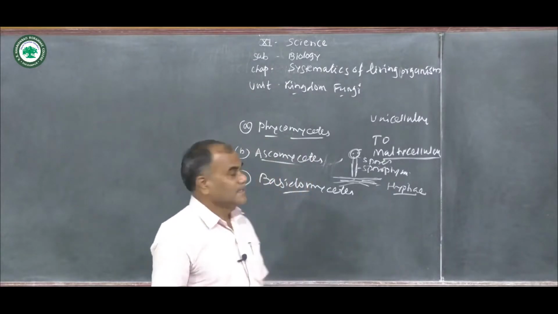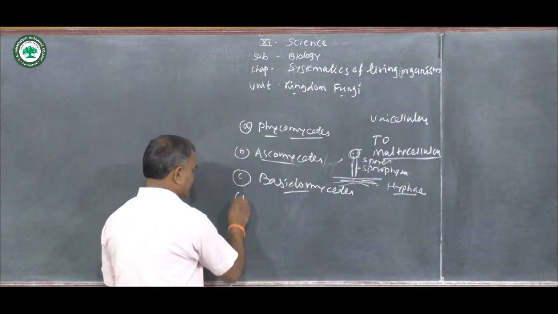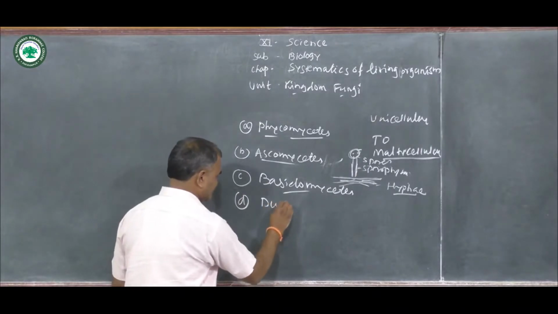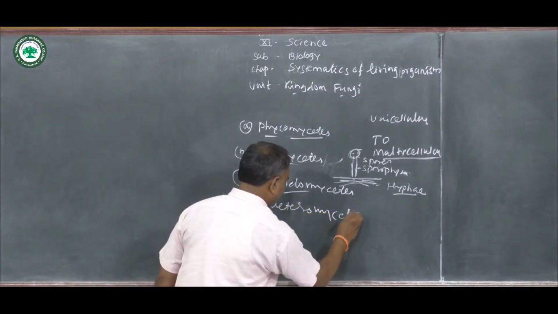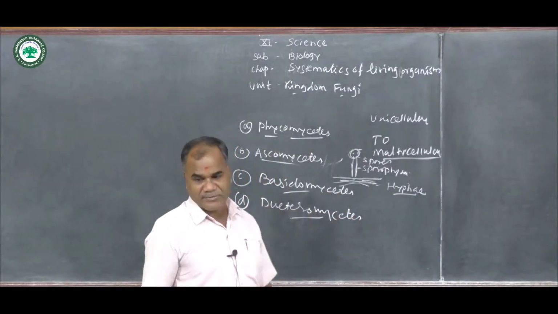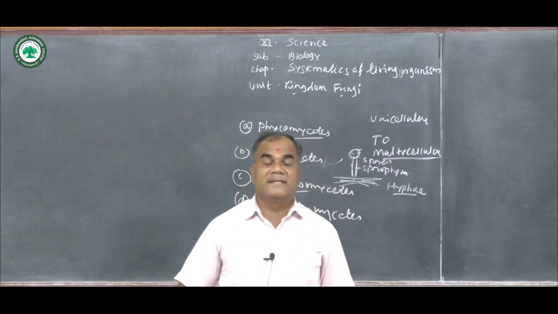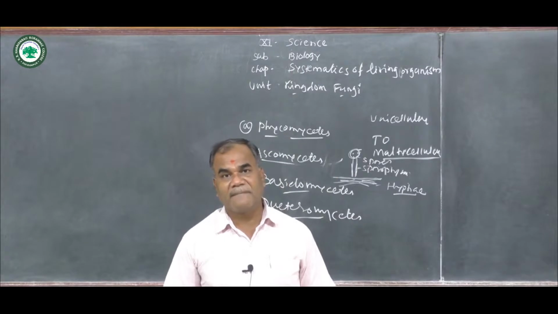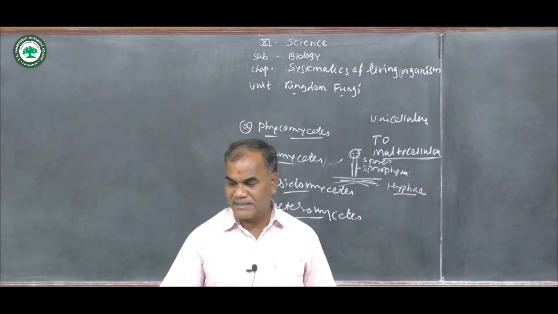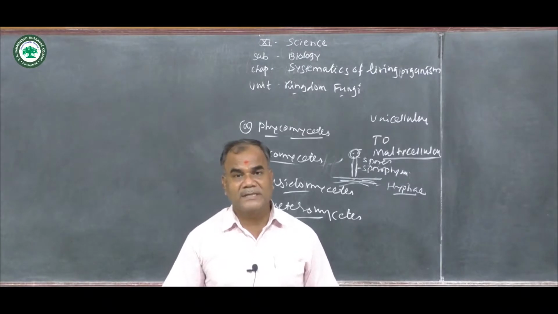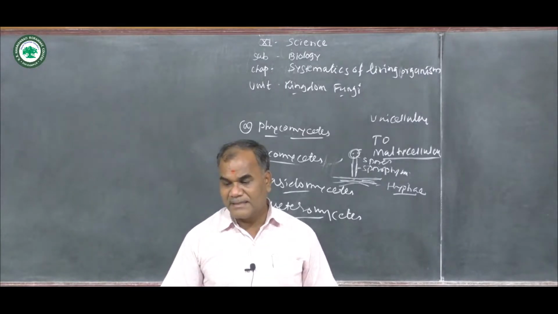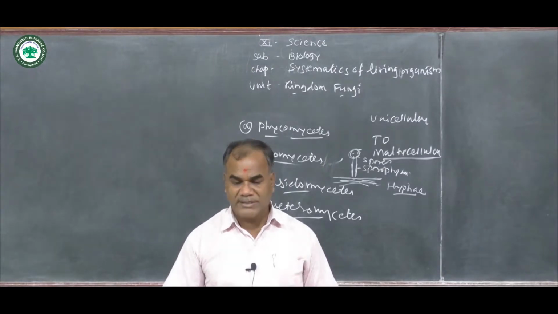Then last, the fourth type, is the Deuteromycetes. This is the fourth type of fungi. It is nothing but the imperfect fungi. These Deuteromycetes, known as imperfect fungi, reproduce asexually. Alternaria and Colletotrichum are the best examples for it.